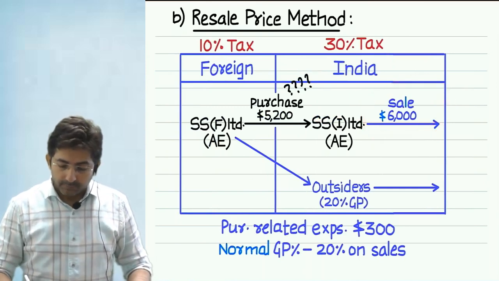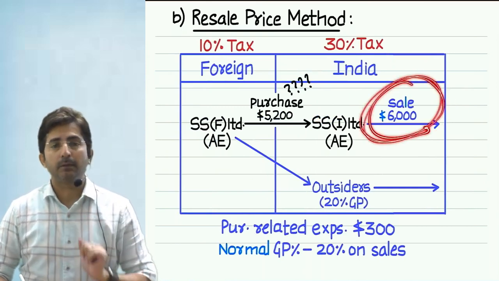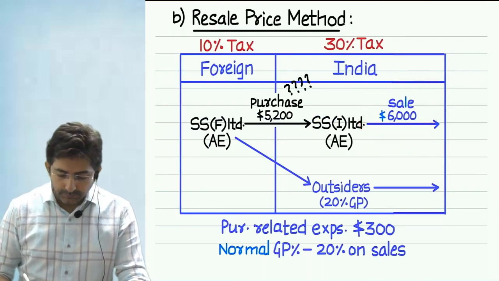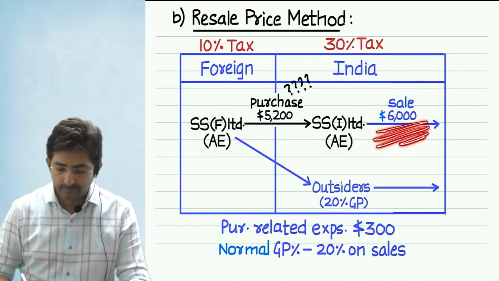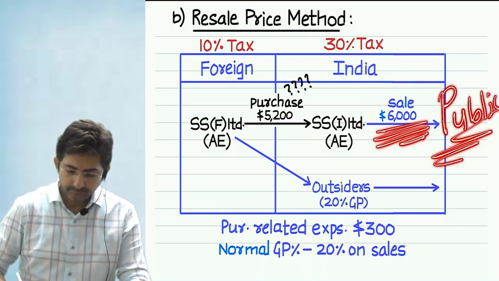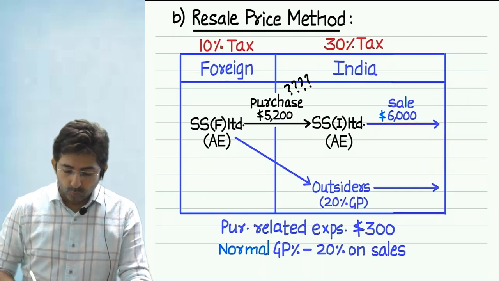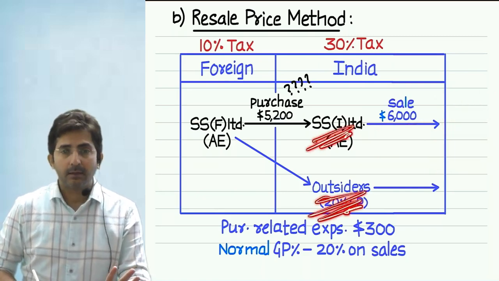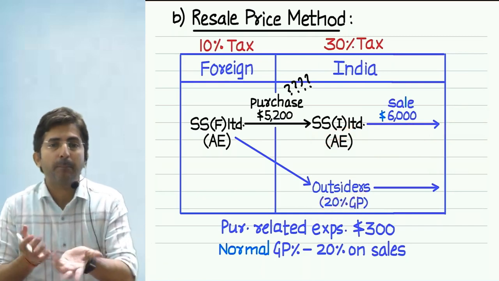Because see, this figure is reliable. Tell me why it is reliable. Because see, this is a sale to the general public. Public, to whom, whether Indian Samsung sells or outsiders sell, the public is sold at the same price.